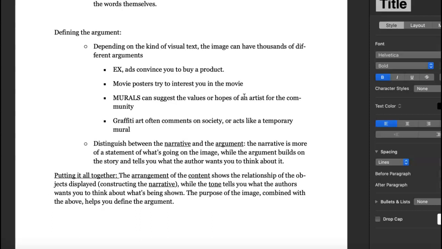Ads convince you to buy a product. Movie posters want to get you interested in the movie. Murals can talk about a certain area of a neighborhood, or an artist. Graffiti art, street art often comments on society, and it acts like a temporary mural.